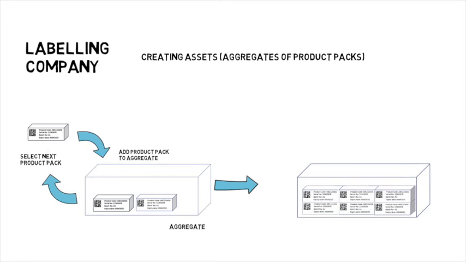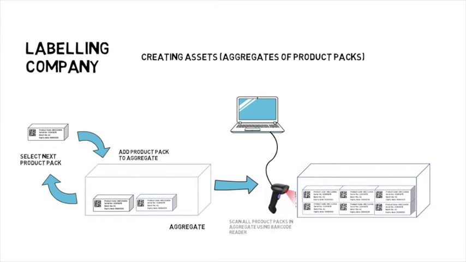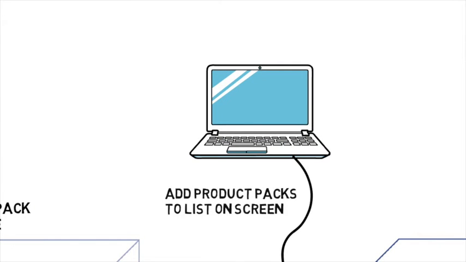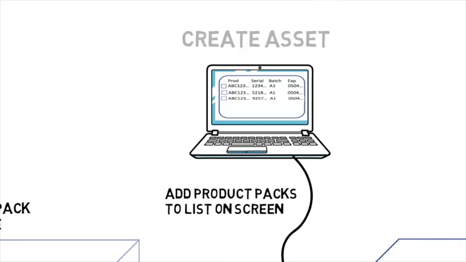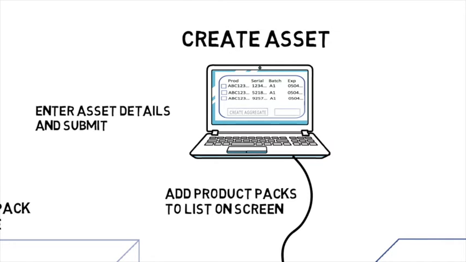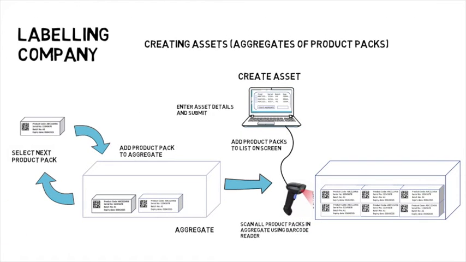At the end of packing the aggregate, a handheld data matrix reader connected to the laptop performs a scan of the product packs. The attached laptop will display the details of each product pack as it is scanned. At the end of the scanning process, the operator accesses the screen, enters the asset ID, and presses Create Asset. The database is then updated with a new asset ID and a full record of which product packs are contained within.